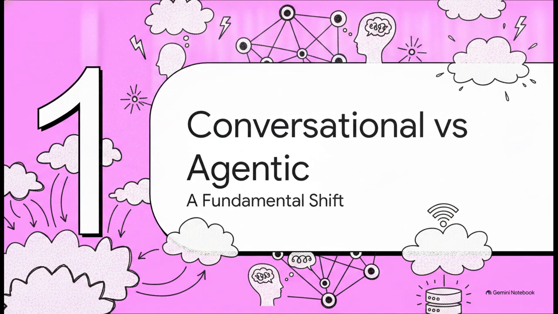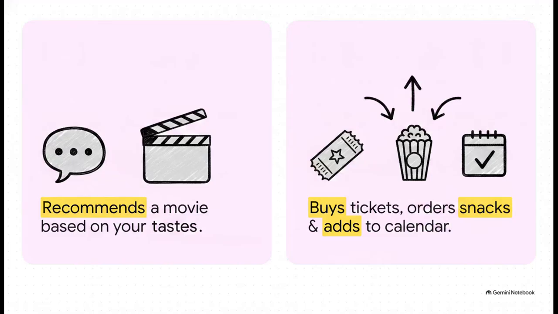Section 1, Conversational versus Agentic AI. To really understand why cloud deployment of these crews is such a game changer, we first have to recognize the massive shift happening in how we actually interact with AI. For the past few years, we've basically been living in the era of conversational AI. You know the drill. You ask a chatbot a question, and it gives you some text back. It might recommend a great movie based on your tastes. But agentic AI? Oh, that takes proactive action.